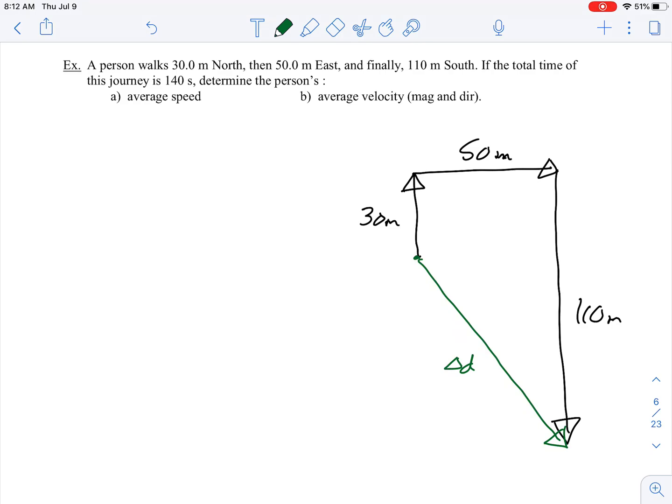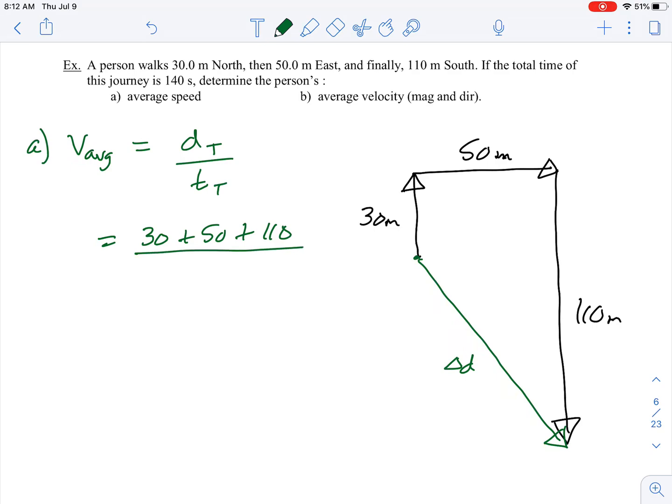Let's now do the first question, which is to find the average speed. So if we look for V average, and this is a scalar, all it is is how far did you travel and how much time did it take? Well, it's a scalar, which means we don't care about the directions at all. You simply have to do 30 plus 50 plus 110 and divide by the time of the journey, which is 140. That's it. That's all you have to do. So we love the scalars.